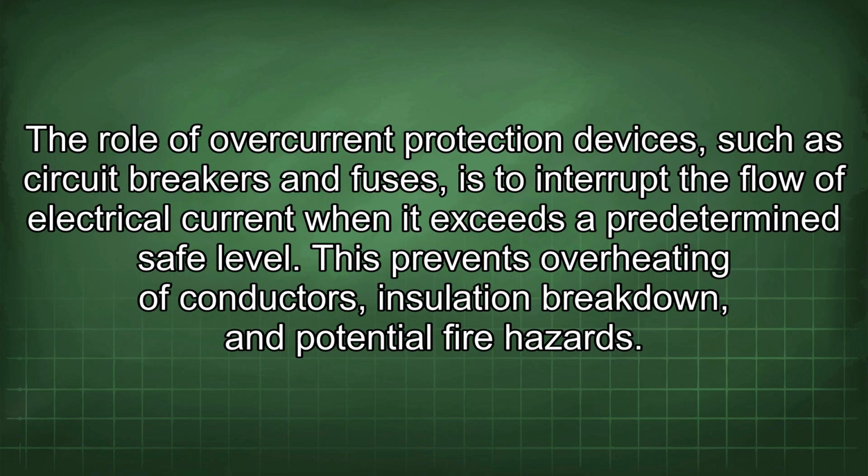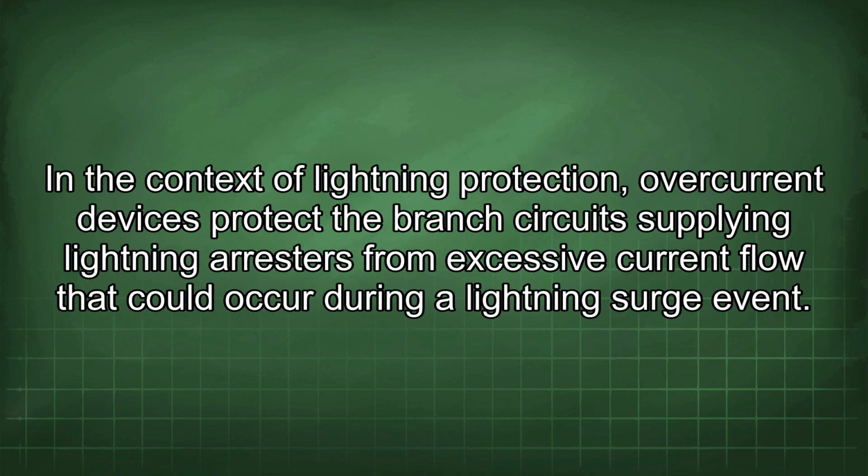The role of overcurrent protection devices, such as circuit breakers and fuses, is to interrupt the flow of electrical current when it exceeds a predetermined safe level. This prevents overheating of conductors, insulation breakdown, and potential fire hazards. In the context of lightning protection, overcurrent devices protect the branch circuits supplying lightning arresters from excessive current flow that could occur during a lightning surge event.